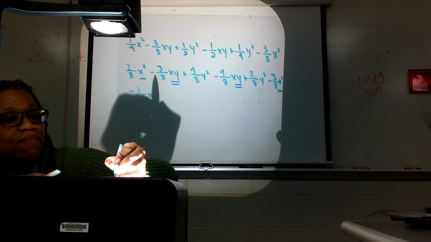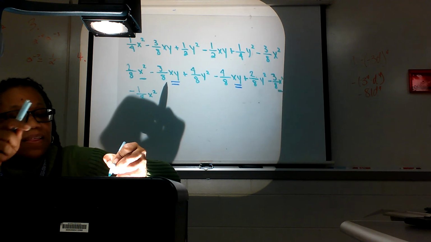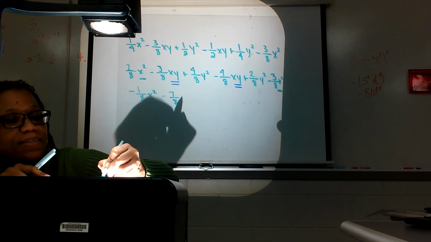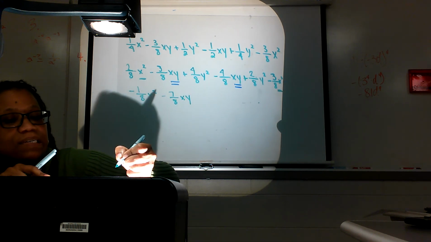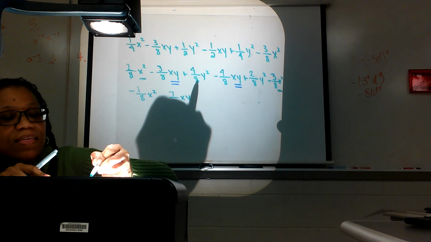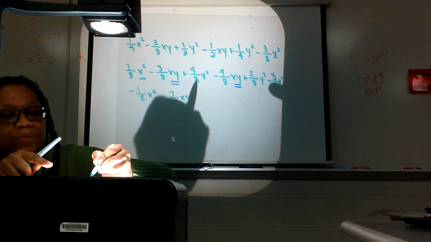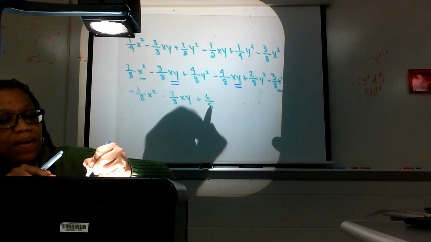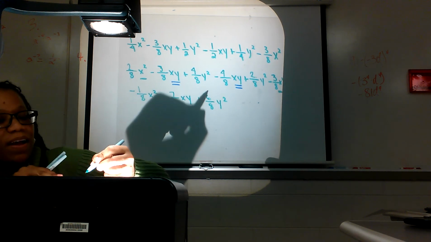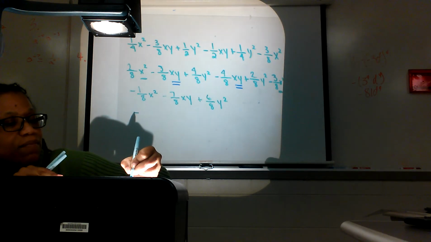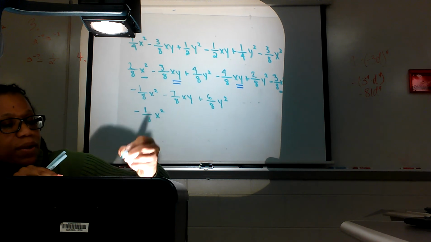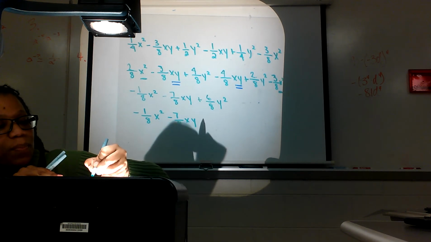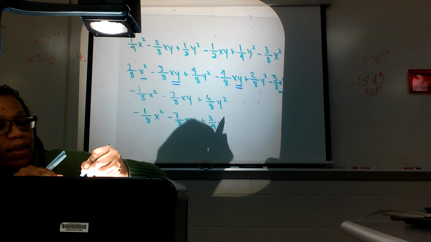Good. Now I have negative 3 over 8, and I'm collecting it with negative 4 over 8. That's going to give me negative 7 over 8xy. Very good. Now I have 4/8 y squared, and I want to add it to 2/8 y squared. That's going to give me 6 over 8 y squared. And remember, I'm simplifying, so I have to do one more step. So I have negative 1/8x squared minus 7/8xy, and then I can simplify this to 3 over 4 y squared.